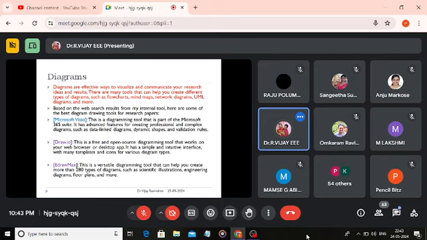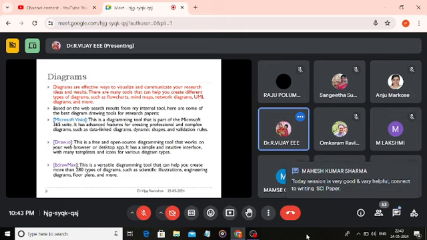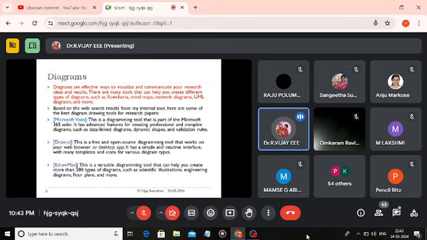Then eDraw Max. eDraw has some limited types of diagrams. You may use eDraw for scientific illustrations like equations, and for some engineering related diagrams, like architecture oriented things. Civil engineers might know about this. So this is one such tool which is actually used by civil engineers. eDraw.